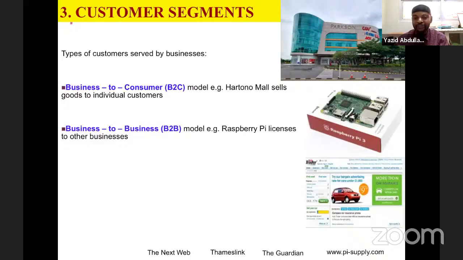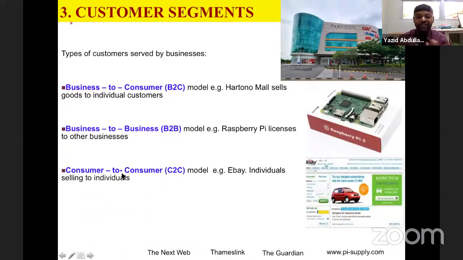If you're a shoe manufacturer, you may also decide to go for B2B. So you manufacture your shoes, you go and find some shops that sell shoes and you sell your shoes to them. So you're not dealing with the individual customer, you're dealing with shoe retailers. So that also is B2B. So you may decide to be a B2B business or B2C.